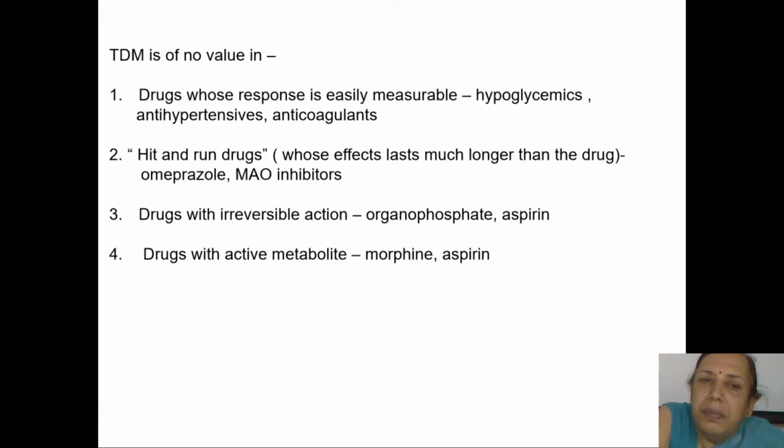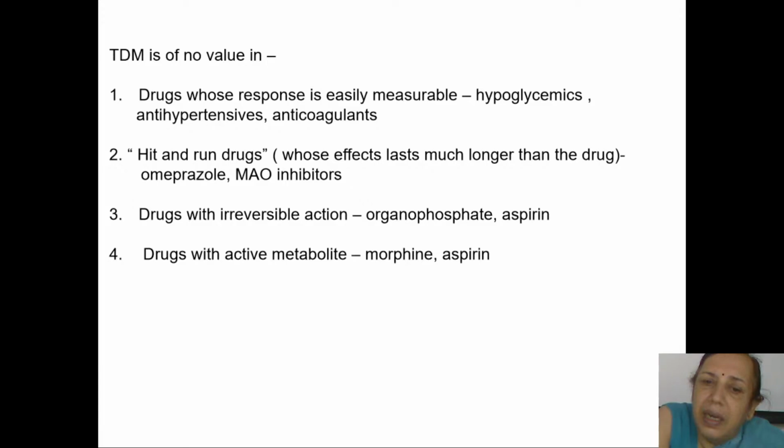There are certain drugs which produce their effect for a longer time. That means they have produced a kind of irreversible damage or inhibition of an enzyme. These are called hit and run drugs. They produce their effects and the effect lasts for a longer time. So there you need not measure the plasma levels, because once they have produced an effect, it will not relate to the plasma levels at all. Similarly, you have drugs which produce irreversible action like organophosphates or aspirin in higher dose. Then the effect lasts for a longer time, so you need not measure the plasma level. You have to wait for a certain time so that the enzyme system or the mechanisms which have been inhibited are available again to function.